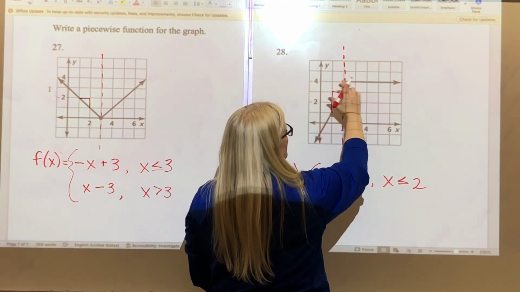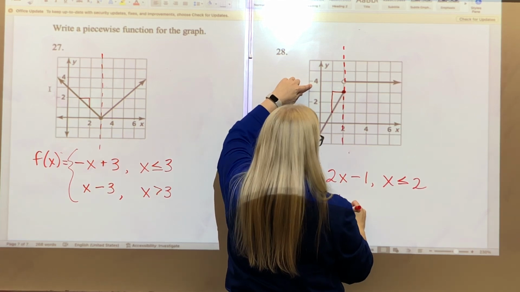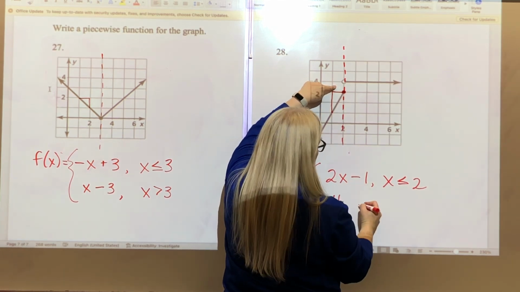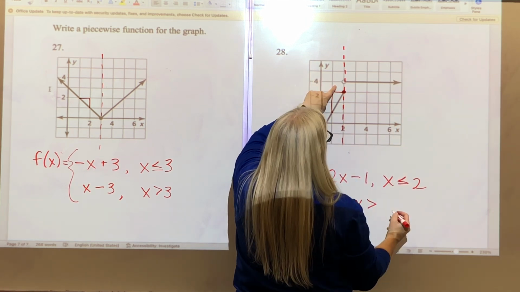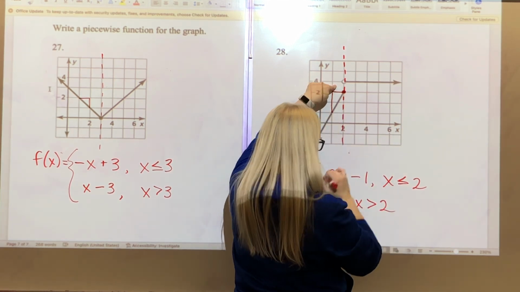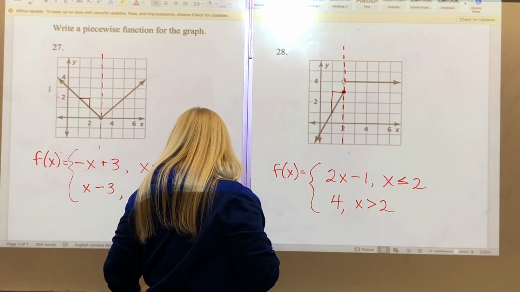And then this is just y equals 4. It's a horizontal line. And this is where x is greater than 2, it's pointing that way. All right, there it is.